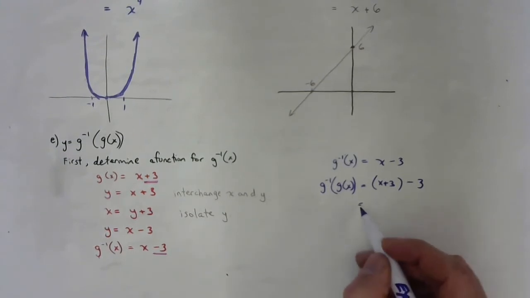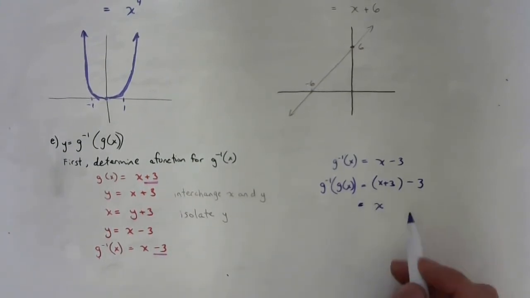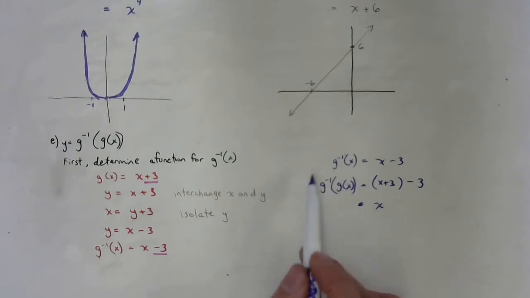Okay, you'll have to do this with more difficult functions along the way. But x plus 3 minus 3 is just x. No matter what, when you get this, you're just going to end up with x. You're going to end up with what you started with. Okay?